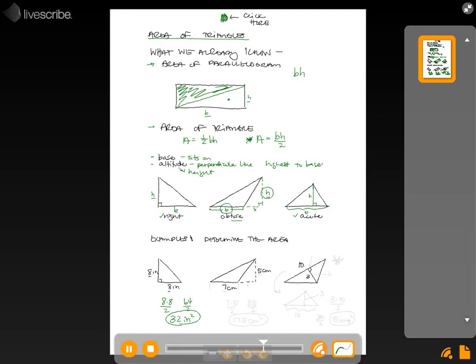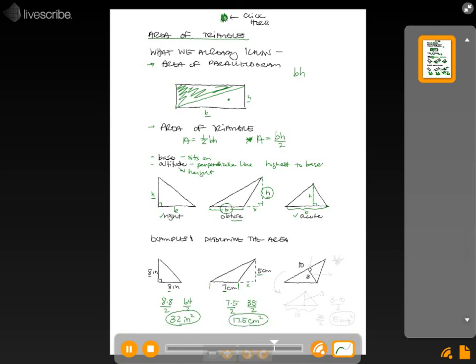Let's look at the second example here. We have a base of 7, which again only goes between these 2 lines. It does not include this dotted part outside. And then we have a height of 5. So we're going to multiply 7 times 5. We're going to divide that by 2. 7 times 5 is 35. We divide that by 2. We get 35 over 2, which ends up being 17.5. And our label is centimeters, so centimeters squared.